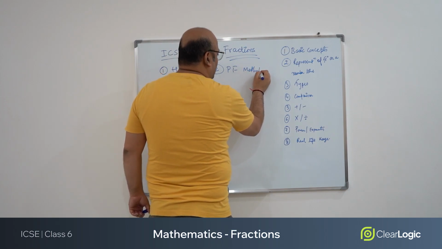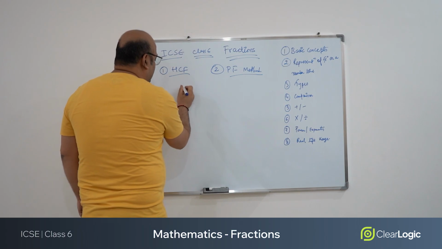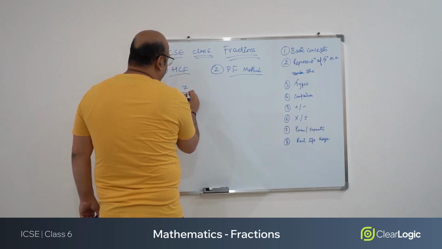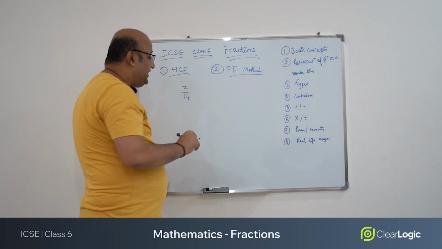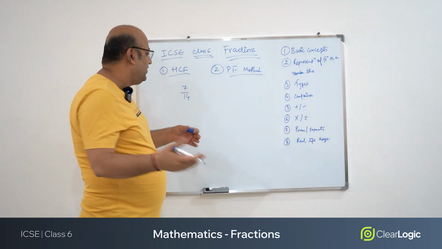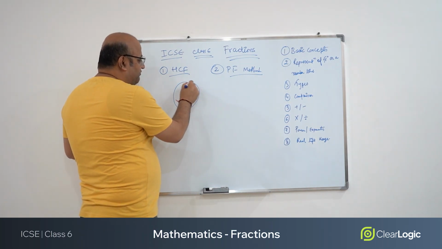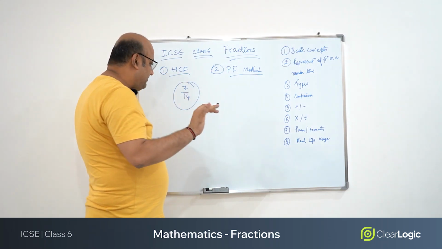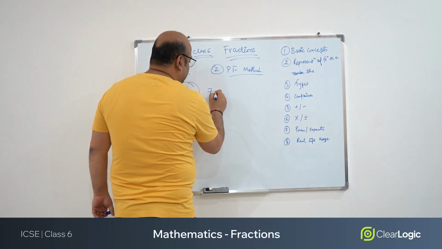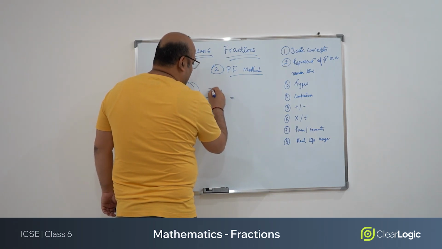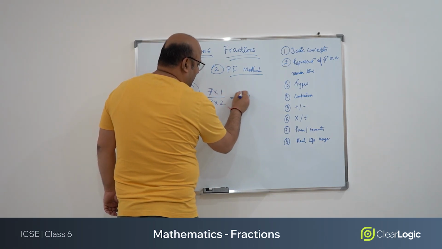First method is known as HCF method, and another method is known as prime factorization method, right? So here what we'll do is, for example, we have, let's say, 7 and 14, and we want to reduce this further to an irreducible fraction. We'll just find out the HCF of 7 and 14. So HCF of 7 and 14 is 7, so we'll write it as 7 into 1 by 7 into 2, that is 1 by 2, right?